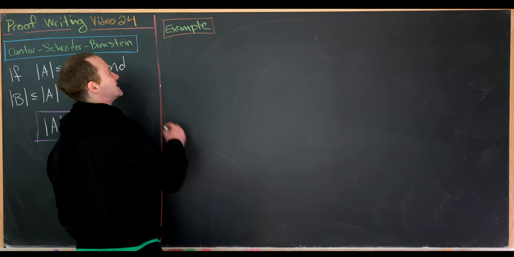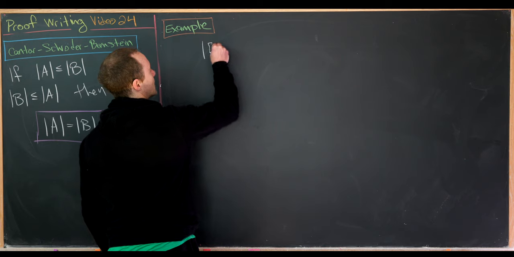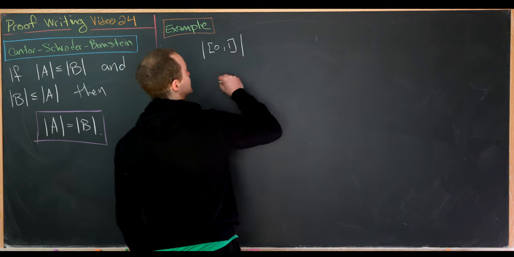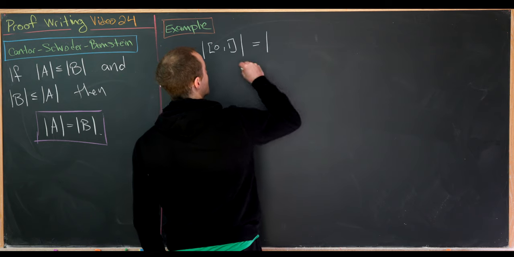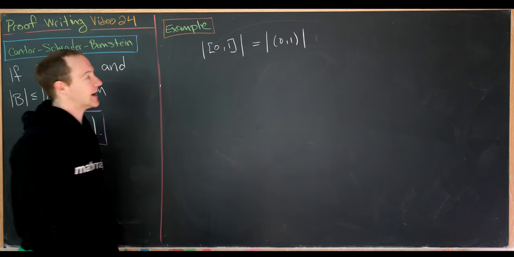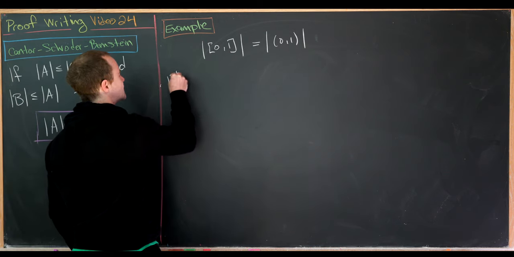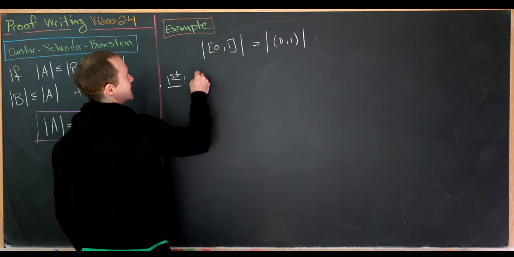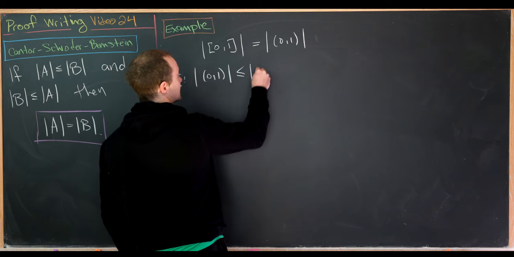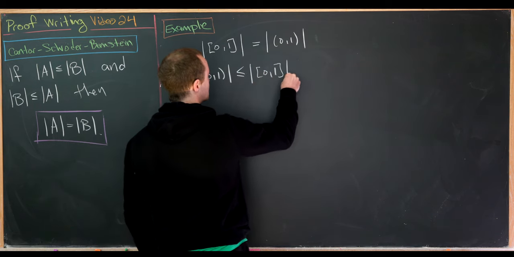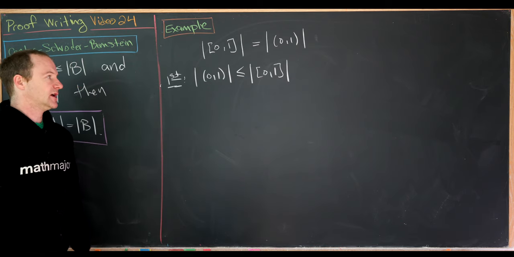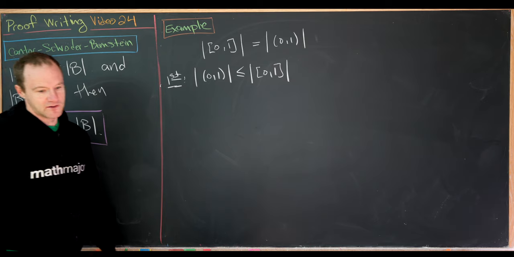Okay, so let's do an example that we have done before, and that is to show that the closed interval [0, 1] has equal cardinality with the open interval (0, 1). Okay. So let's first show that we have the inequality in this direction. The cardinality of the open interval (0, 1) is less than or equal to the cardinality of the closed interval [0, 1]. And since the open interval (0, 1) is a subset of the closed interval [0, 1], this is quite easy.